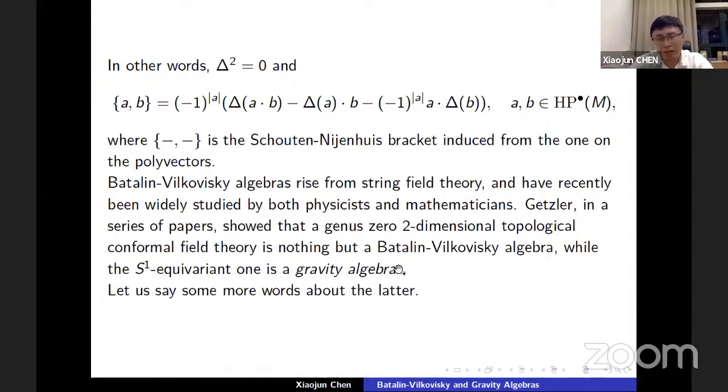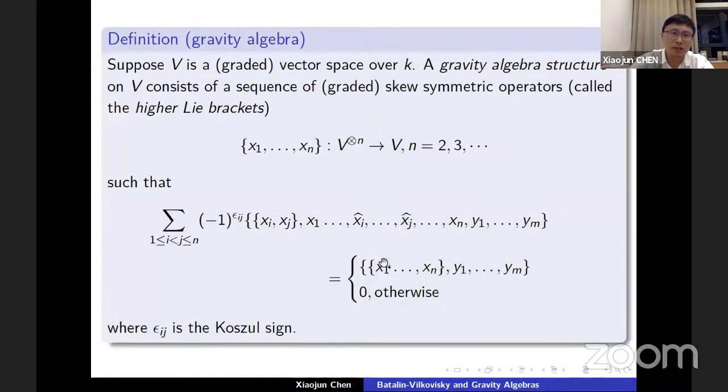Because this is a relatively new concept, let's go over its definition. Suppose V is a graded vector space over K, a field. A gravity algebra structure on V consists of a sequence of graded skew symmetric operators called the higher brackets, such that they satisfy the following, called the higher Jacobi identity. If there is no y1 to ym here, then you get 0. Otherwise, it is given by this formula. So this is called a gravity algebra.